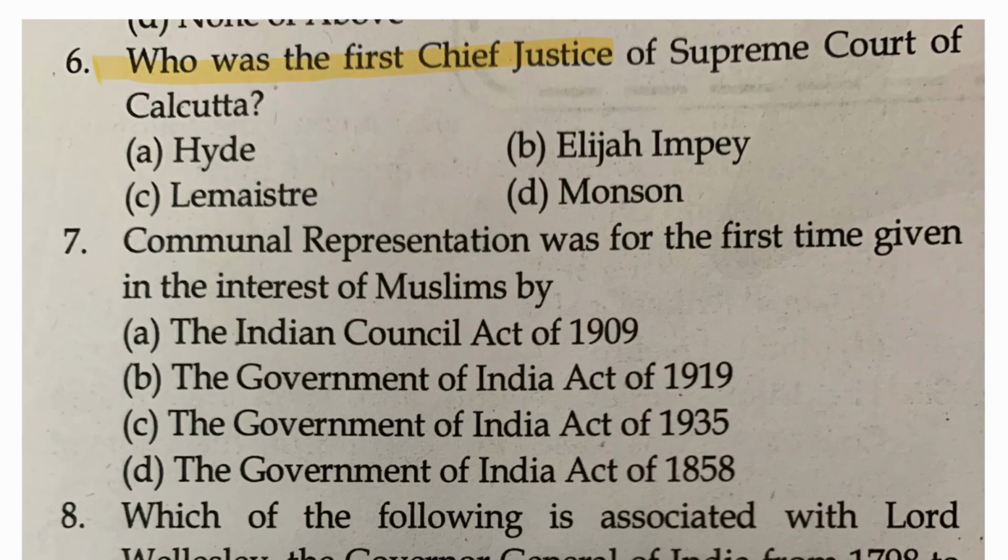Who was the first Chief Justice of Supreme Court of Calcutta? Hyde, Elijah Impey, Lemaistre, Maunsell. The answer is B. Sir Elijah Impey was a British judge, the first Chief Justice of the Supreme Court of Judicature at Fort William in Bengal.